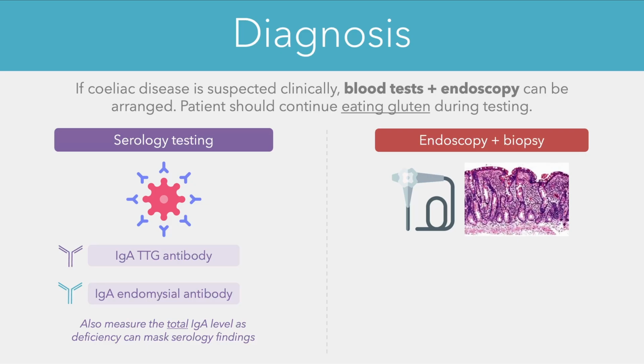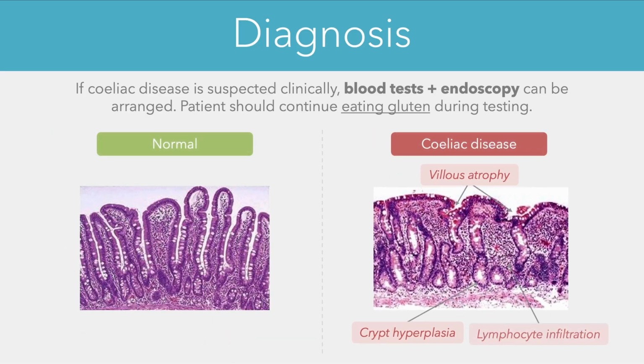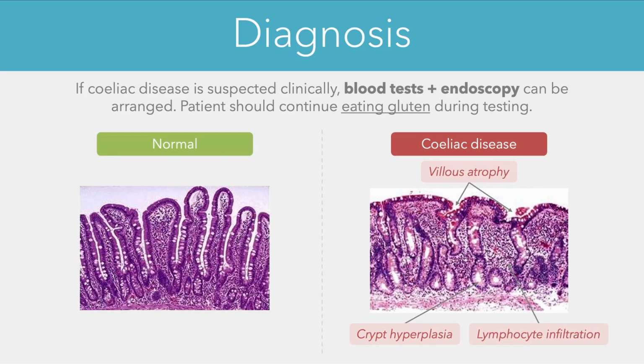Turning towards endoscopy, this involves inserting a flexible tube into the duodenum, where biopsies can be taken at different locations. The key findings to be aware of on biopsy are villus atrophy, crypt hyperplasia, and lymphocytic infiltration, which are seen in most celiac patients. Just to illustrate this, we have a comparison between the normal villi on the left and the villi seen in celiac disease, where we can appreciate these features in more detail.